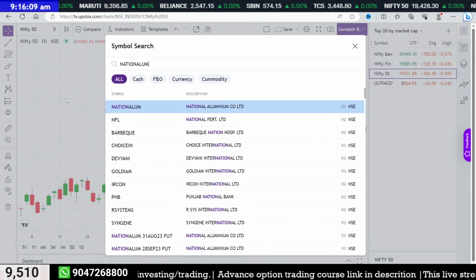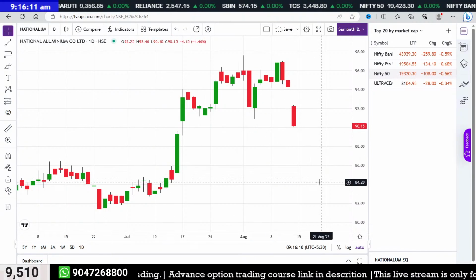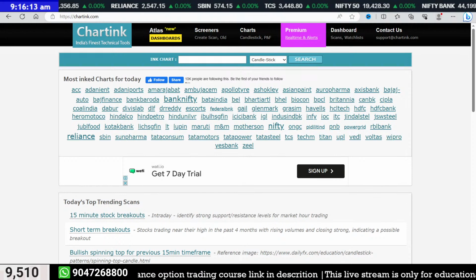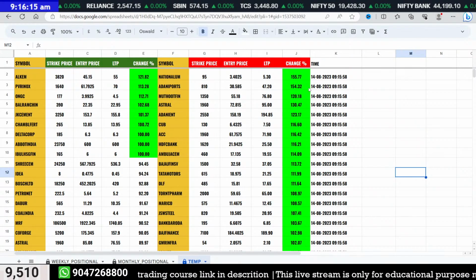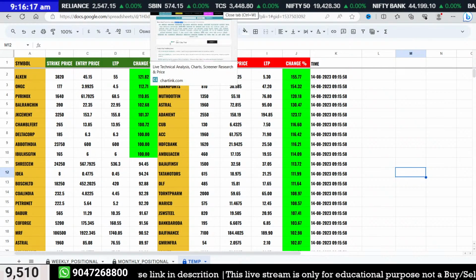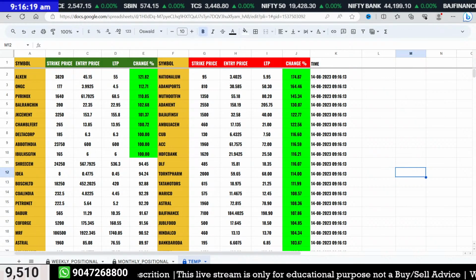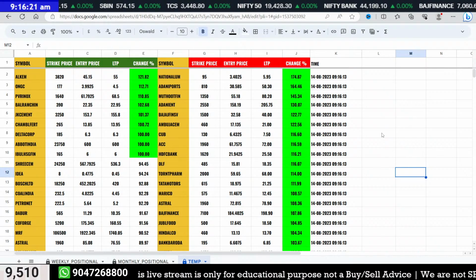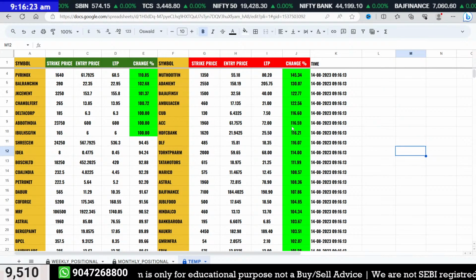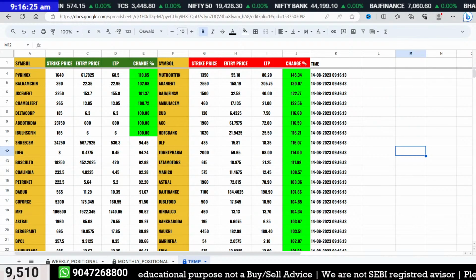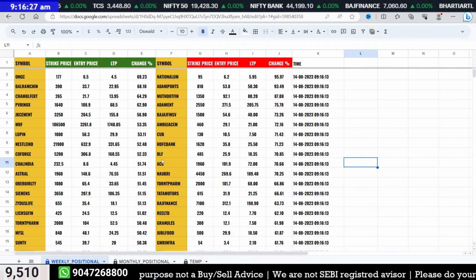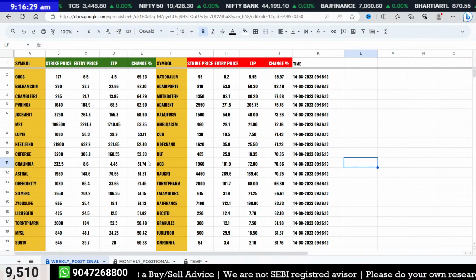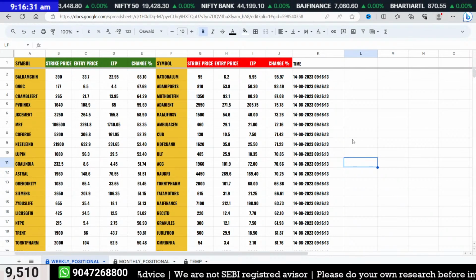Let me check. It's a real-time update right now. So it is about a gap down. 90 is the current price. Based on our sheet, it is the top one, 5.3. But we are not going to take that entry immediately. But the updates are perfect, so we can easily find them. And weekly positional also, we can easily look at that. So we can't miss any opportunities. We will easily find them.